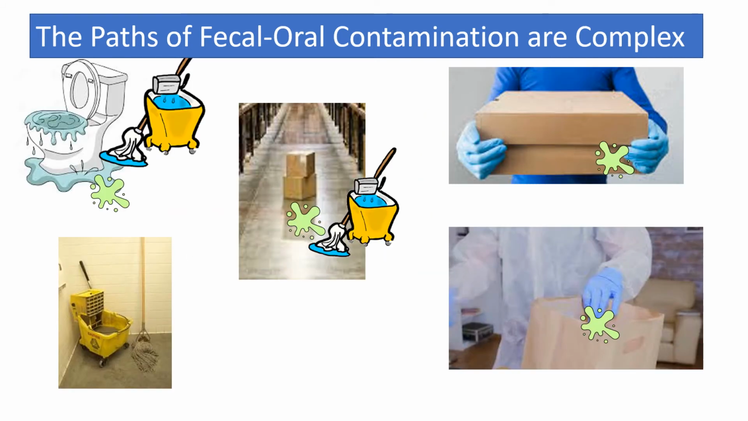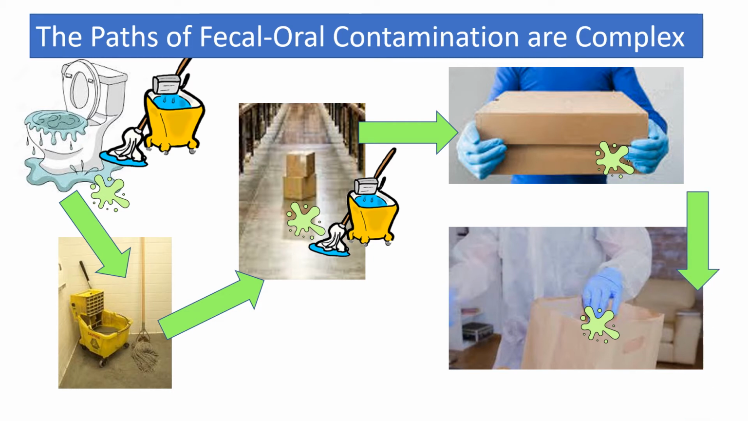An example of one of these paths could be an overflowing toilet where the mess gets cleaned up with a mop. And maybe that mop isn't stored correctly and bacteria is allowed to grow in it. Later, that mop is used to clean up a mess on the floor where some boxes are placed. If somebody picks up one of those boxes with their gloves and then later uses the same gloves to handle product or food contact surfaces, you can see how fecal contamination can be spread to finished product.